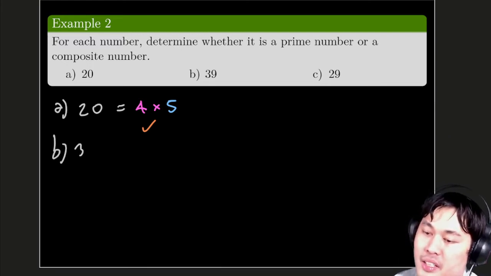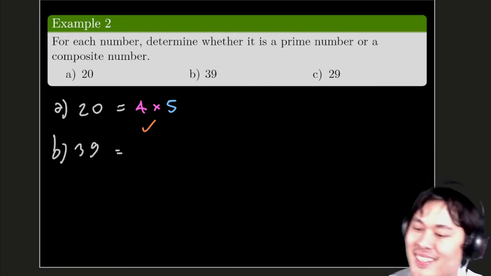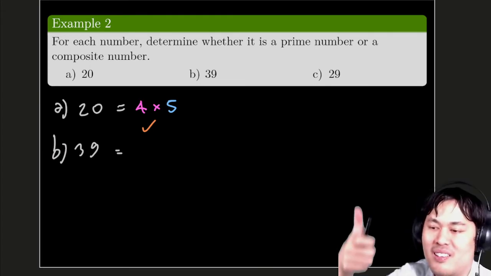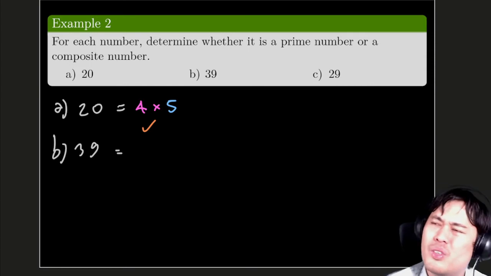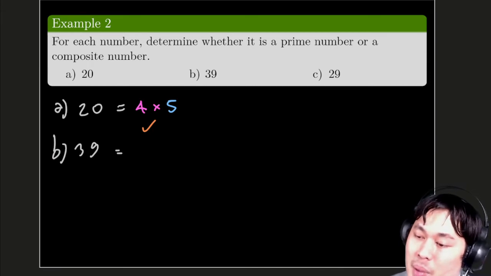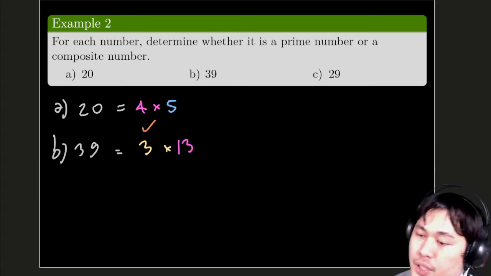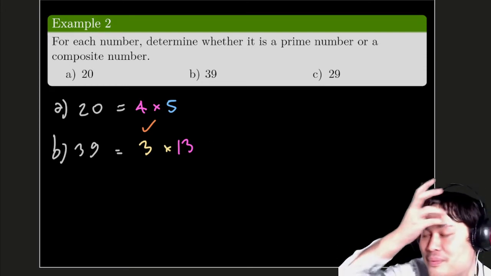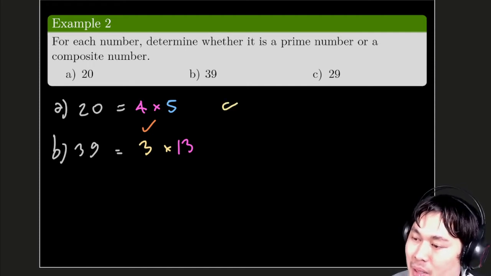For B, 39. That might take you some time, if you have enough time. But maybe you use a calculator or math helper, or the app that I recommended in the first class, which is called Socratic Math Helper, or Photomath, I think. That's another popular one. 39 can be factored as 3 times 13. You can guess it yourself. 3 times 13 is 39. Oh yeah, I should also write it. Okay, in the first example, this is a composite.